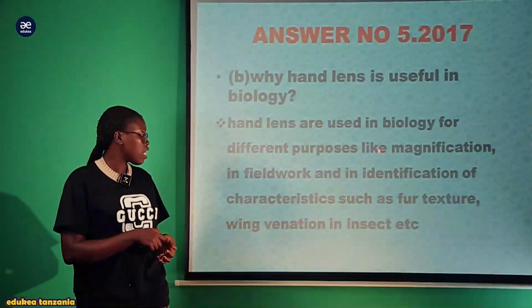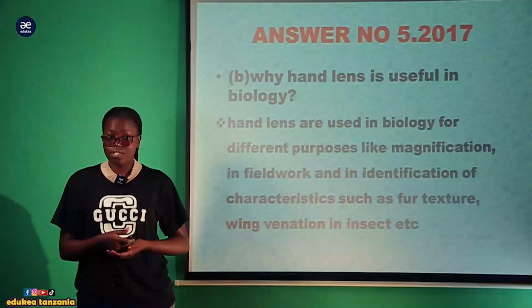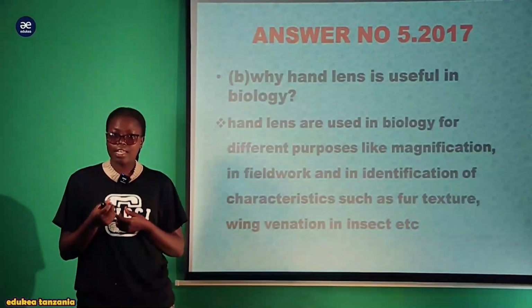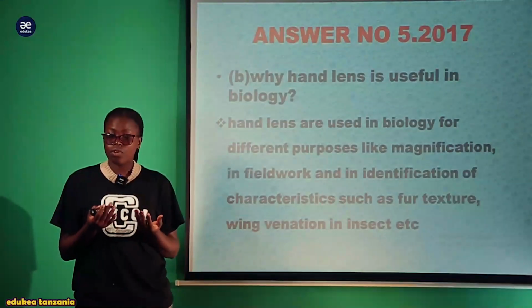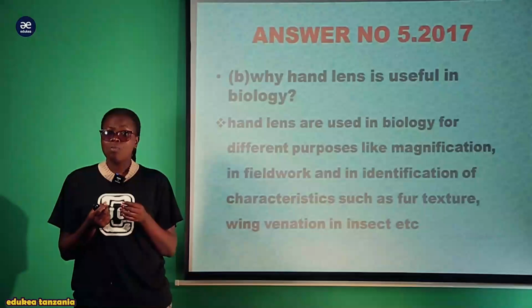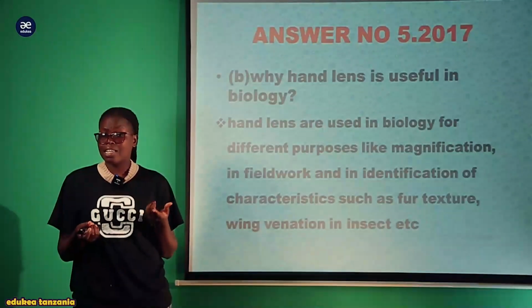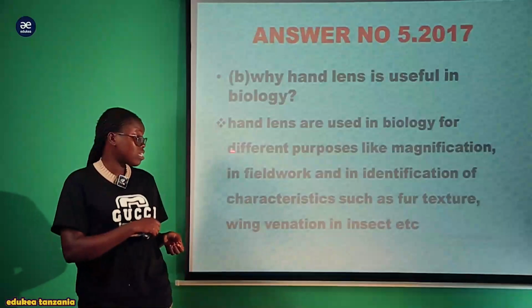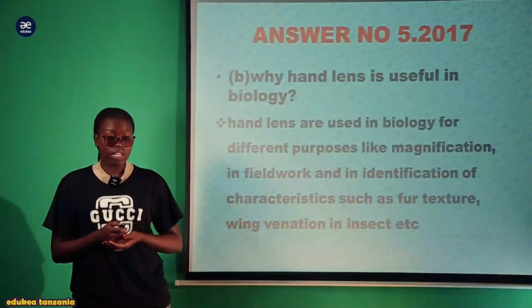Na vile vile tumeona katika identification of the characteristics. Kwa mfano kama fur texture, kuangalia texture ya fur, kwa mfano kuangalia unyoya, kuangalia ni smooth au ni maybe unaweza kutumia your skin katika observation, lakini si provide the correct answer, so that you can use this handlens katika kuweza kufanya identification.